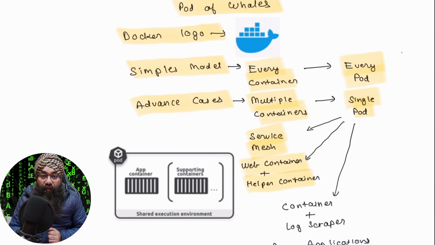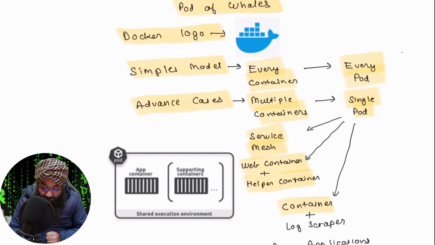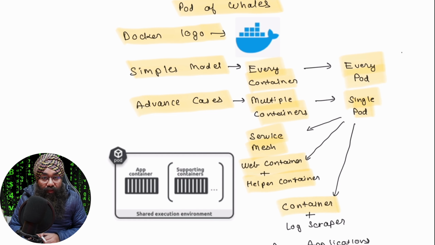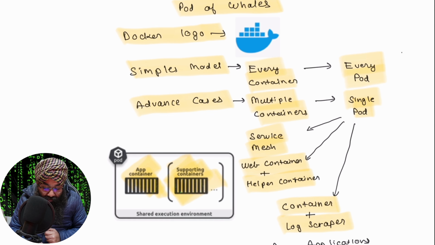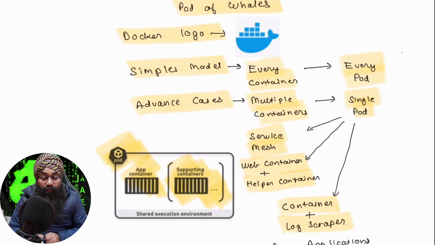And a simpler example is you have a container where an application is running, and there is another container which is logging every minute detail happening in that container. You can call it a log scraper. In that case also, you can have more than one container running in a pod. In this diagram we can see that there is a main container and then there are some supporting containers, all wrapped in a pod. So this is a more advanced case.